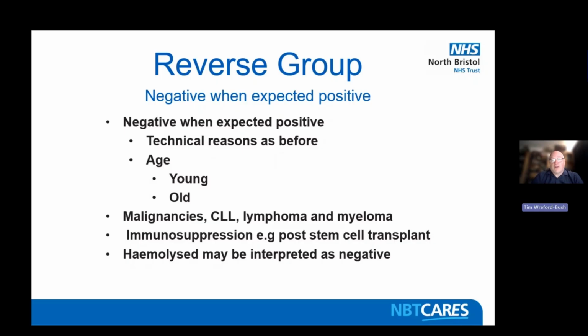As you get older, they start to decline. You can see it in malignancies: CLL, lymphoma, myelomas have those sort of problems with the reverse group. Immunosuppression, for example, post-stem cell transplant, is when you might start seeing the suppression or the lack of reverse group. And again, hemolyzed samples may be interpreted as negative. Hopefully, analyzers these days don't really get fooled by hemolyzed samples anymore. They're normally good at picking them up. And if you do it by eye, hopefully you'll see that as well. You probably won't see any sort of button at the bottom.